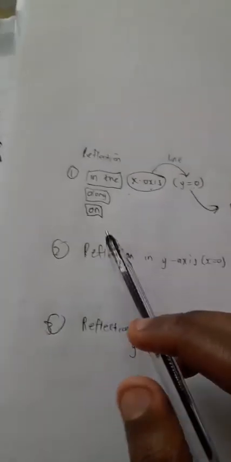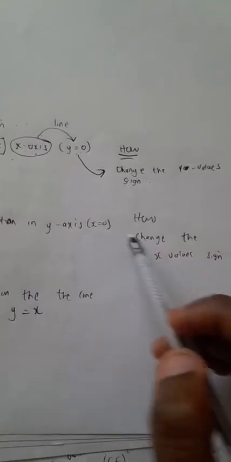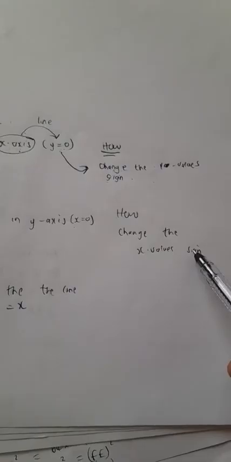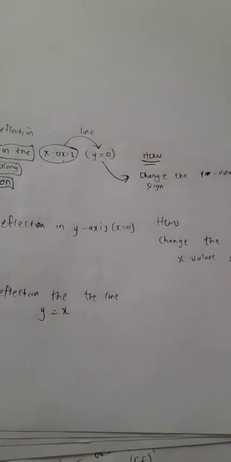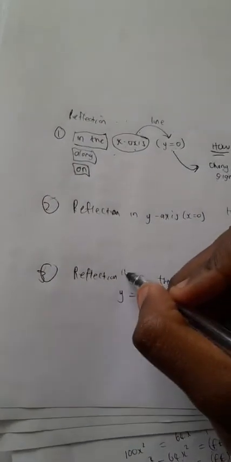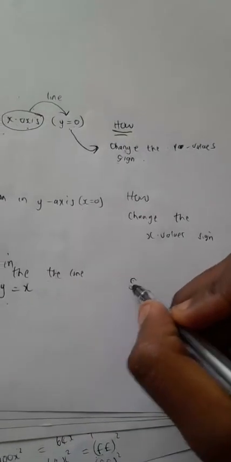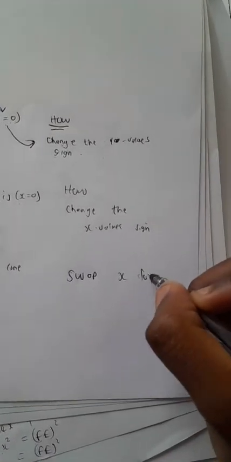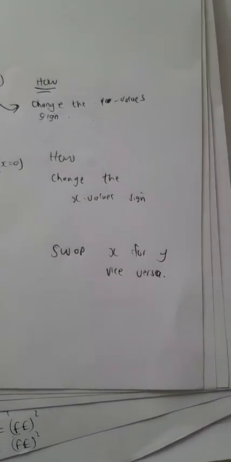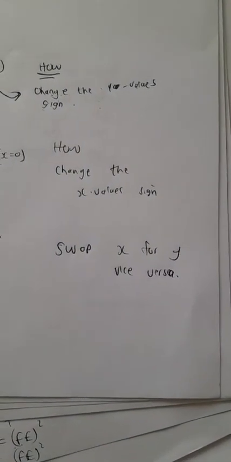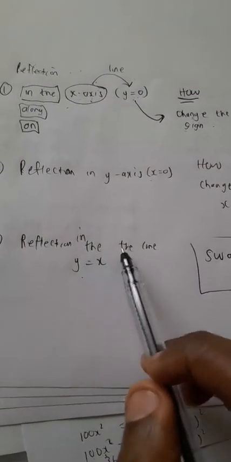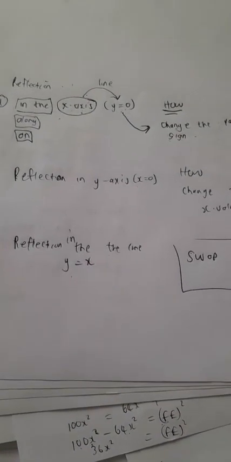X stays the same. Same thing with reflection in the y-axis. Who changes? The x value sign changes. That's what happens. But what happens to y? Y stays the same. Okay, and then last but not least, reflection in the line y is equal to x. This simply means that you swap x for y and vice versa. It's like you're swapping these around. Y becomes x, x becomes y. This is what we mean by reflection in the line y is equal to x.